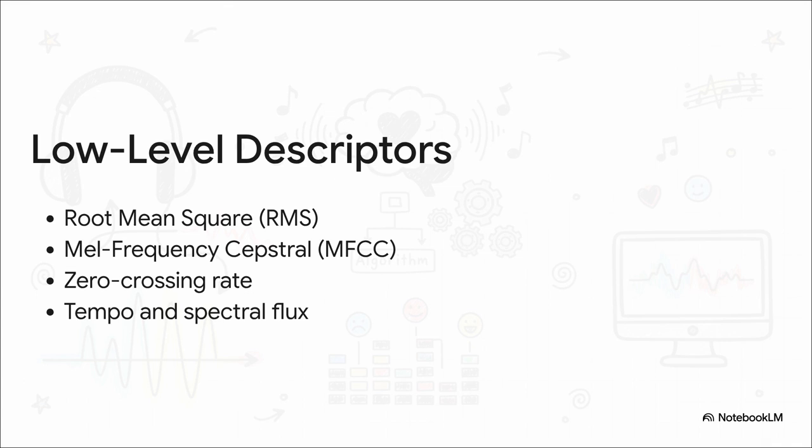We've got the root mean square, or RMS, which essentially models the local energy or amplitude of the track. Then there's mel frequency cepstral coefficients, or MFCCs, which is absolutely crucial because it captures the actual timbral qualities and shape of the sound. Add in things like the zero crossing rate, the tempo, and the spectral flux, and the machine literally starts to hear the raw physics of the audio.